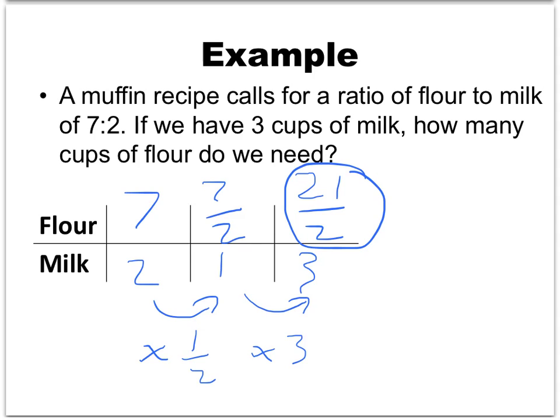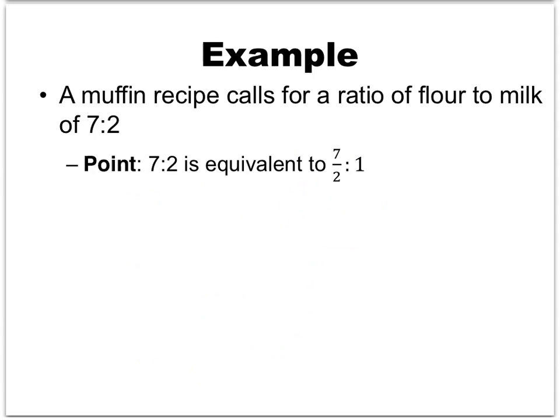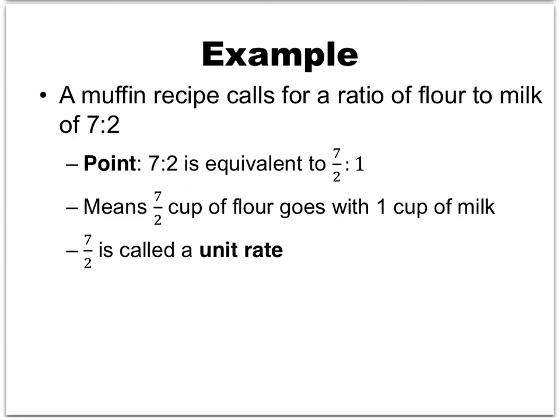So fairly simple problem. But let's make an observation here. In that ratio table that we just set up, in one column we had the ratio of 7:2. In the next column we had this ratio of 7/2 to 1. So those two ratios are equivalent. So this right here, we're starting to see the connection between a ratio and a fraction. So this equivalence, or this second ratio of 7/2 to 1, means that 7/2 cups of flour is going to go with 1 cup of milk. So this fraction 7/2 is called a unit rate.